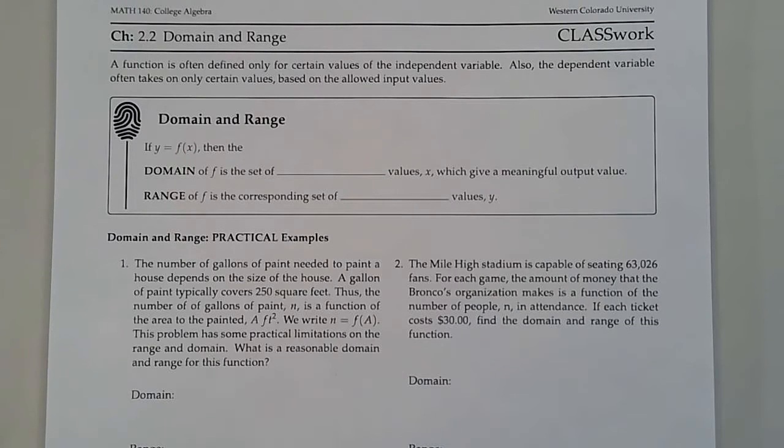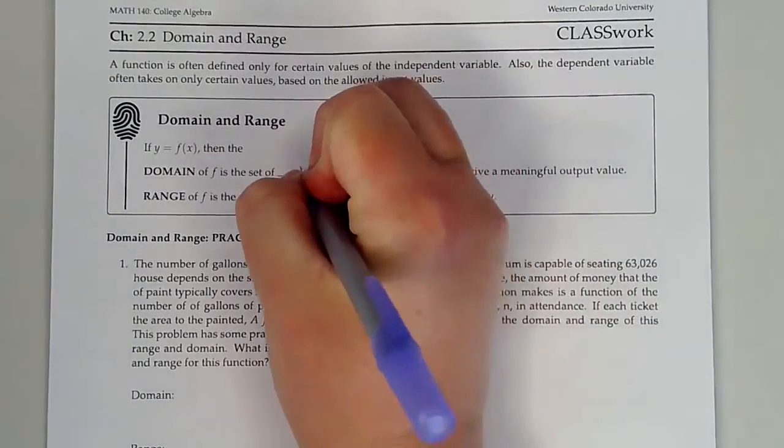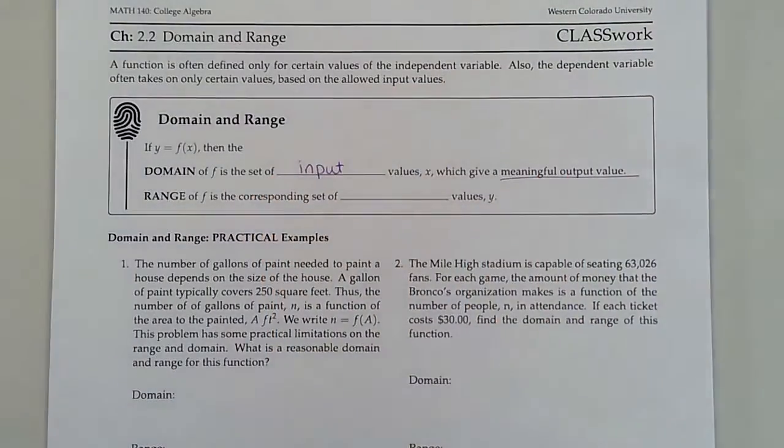Section 2.1 was input and output values, and we're going to build on that with domain and range in section 2.2. Let's start with the definition. If y is equal to f of x, then the domain of f is the set of input values. So this is a set of x values which will give a meaningful output value. All right, so let's talk about what that means.